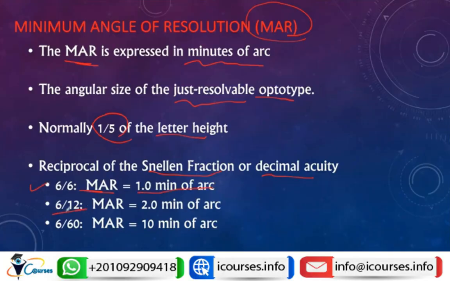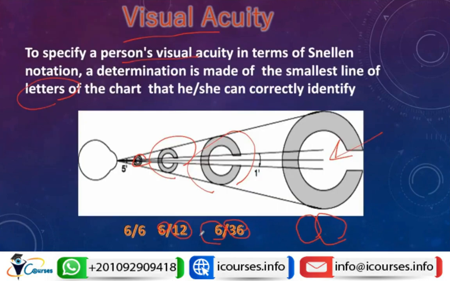The patient who has a visual acuity of 6/12 has a minimum angle of resolution of 12 divided by 6, so it will be 2 minutes. So this patient cannot see with a smaller angle of resolution. He can see at 2 minutes of angle of resolution. If the patient has 6/60, then the minimum angle of resolution will be 10 minutes of arc. So this patient has a large angle of about 10 minutes of arc instead of the 1 minute of arc in the patient who sees 6/6.